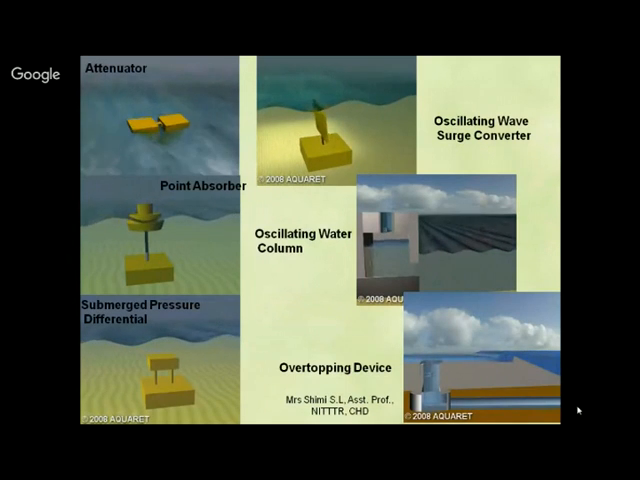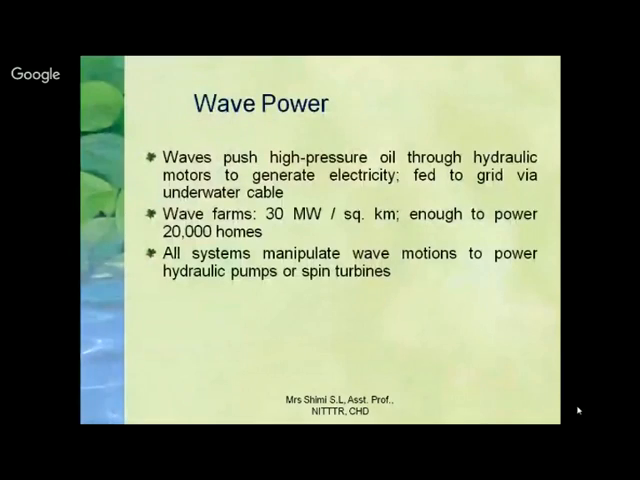दूसरा है कि tidal भी है. Tidal में है कि high tides and low tides. ये ऐसे नहीं है, wave से है. Just जो general waves हैं उससे भी हम generate कर सकते हैं. So wave power: waves push high pressure on oil, and even hydraulic motors can be used to generate electricity, and it can be taken to the grid via underwater cables. And here if you see from waveforms, around 30 megawatt per square kilometer, enough to power around 20,000 homes. So if you take, like, उसमें से wave farm से आपने 30 megawatts ले लिया तो भी it is enough for a small city, is it?